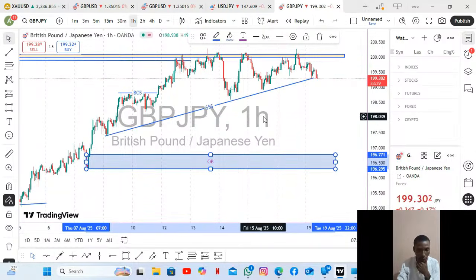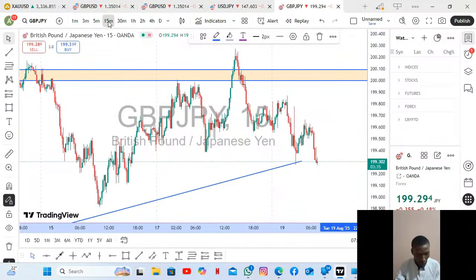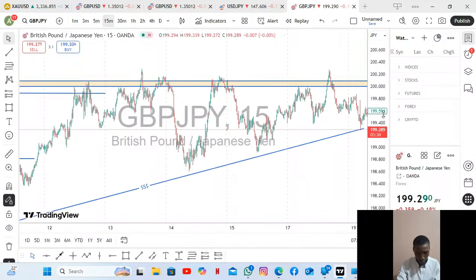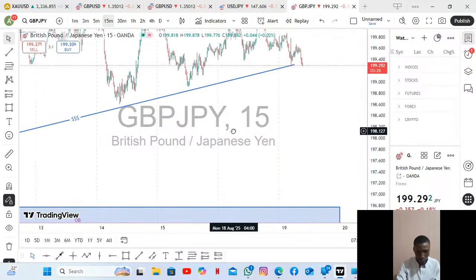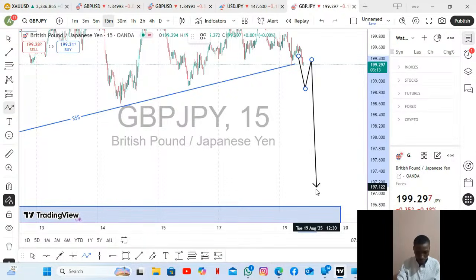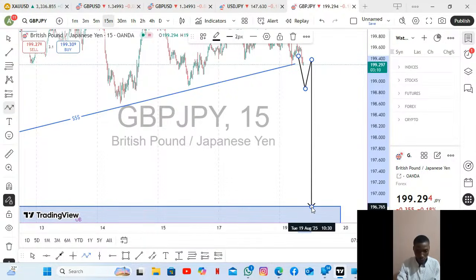That is our order block. All right, going to 15 minutes. What do we expect in 15 minutes? For GBP JPY, we expect that the market will sweep this liquidity, retest, and drop. And when it drops, what are we going to do? We are going to buy up again.